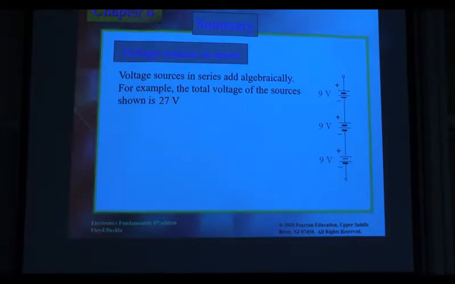So we add all these sources together, we get the total source for series connection. Is what I just said correct or not? I don't think it's correct. You don't think it's correct? No. Why? Give me one example that is not correct.